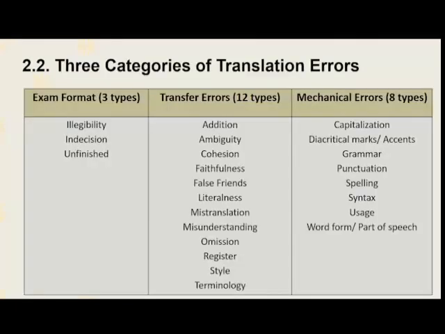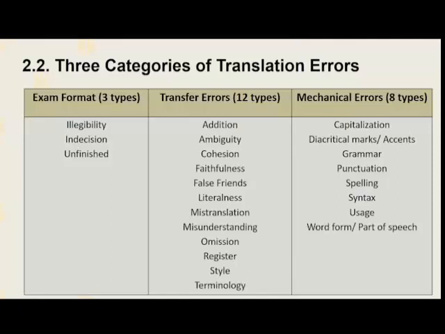Translation errors are divided into three groups. The first group consists of errors that concern the form of the exam. The second group consists of transfer errors that have a negative impact on understanding, and the third group consists of mechanical errors. Exam format errors include three types: illegibility, indecision, and unfinished.